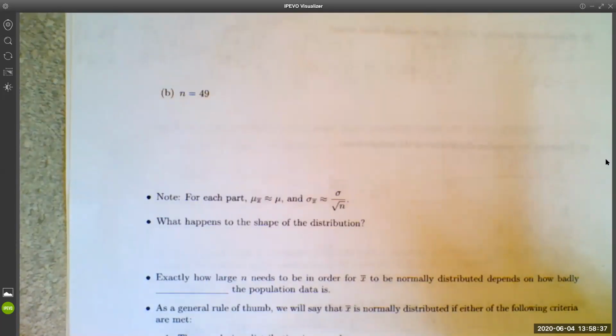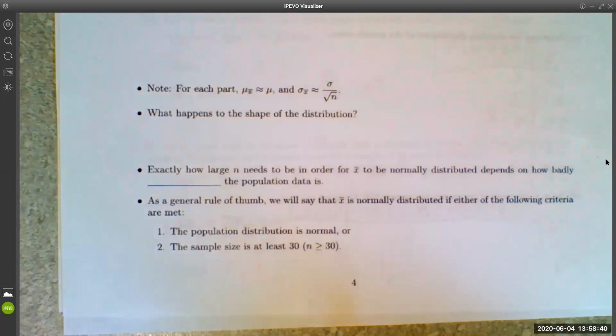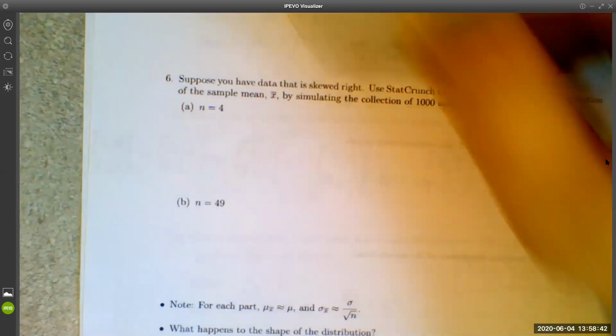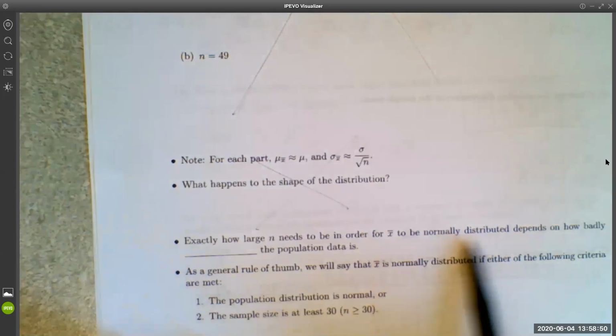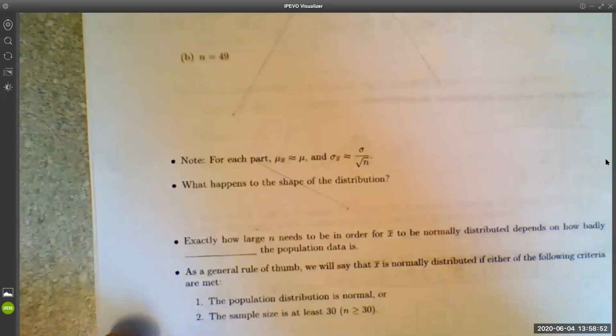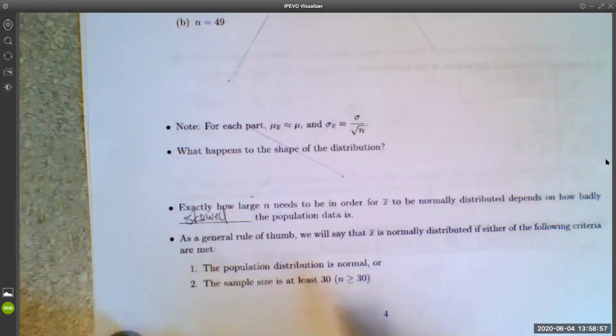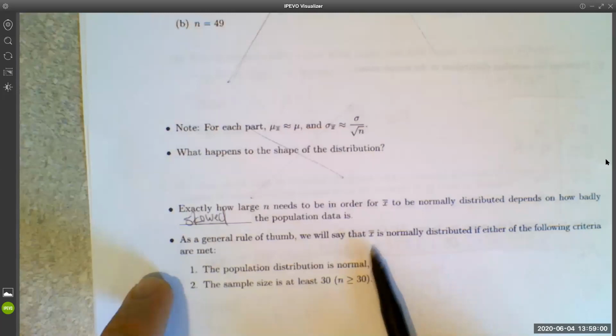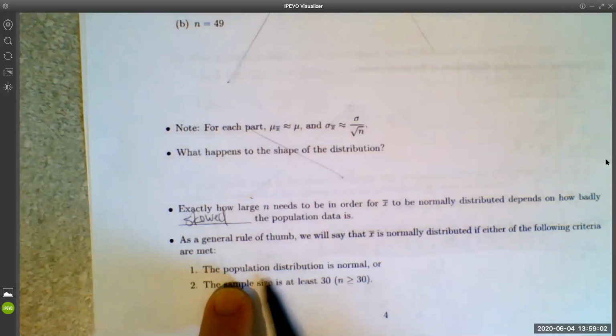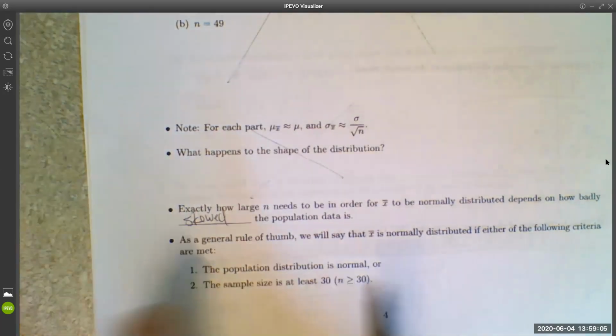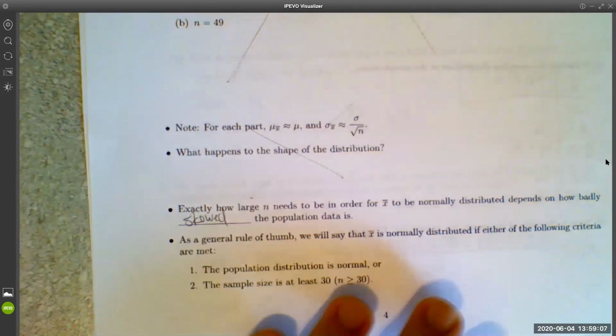Okay. We have some blanks to fill in. I'm not going to fill in anything here, right? We just discussed it. We discussed these things as well. It says exactly how large does n need to be in order for x bar to be normally distributed? Well, that depends on how badly skewed the population data is. But as a general rule of thumb, we'll say that X bar is normally distributed if one of the following is met: either the population is normally distributed, or the sample size is at least 30. If at least one of those criteria is met, then we're safe to conclude that X bar is normally distributed.